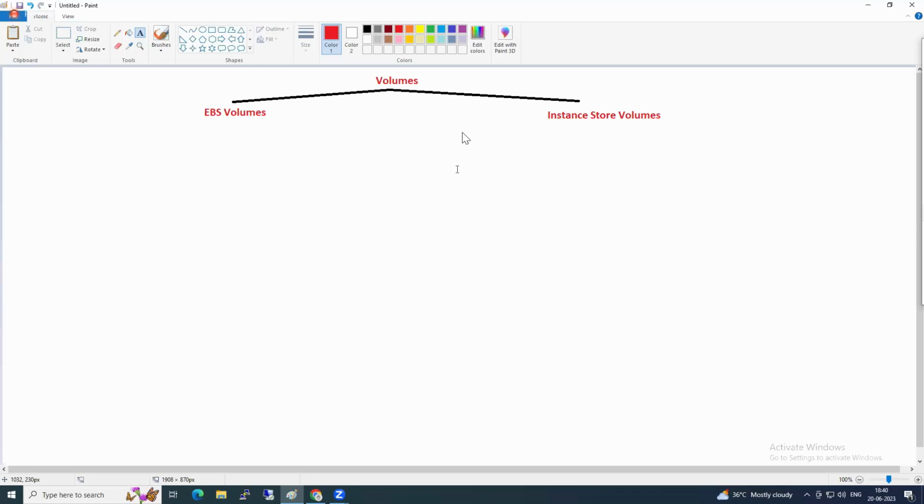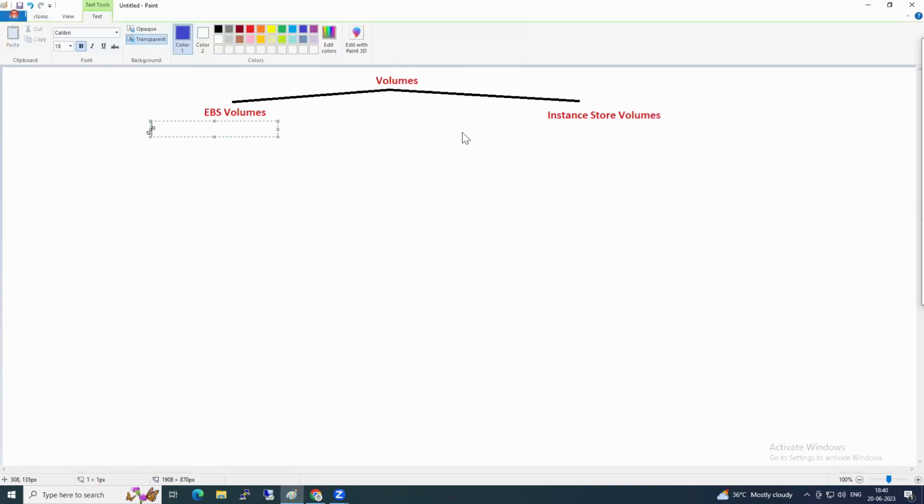So what is this EBS volume? EBS volume we know very well. Can I say it is a persistent storage, permanent storage? Yes. What is the meaning of persistent or permanent? That means if you stop and start the EC2 instance, data will be lost? No. If you stop and start the EC2 instance, data is not lost.